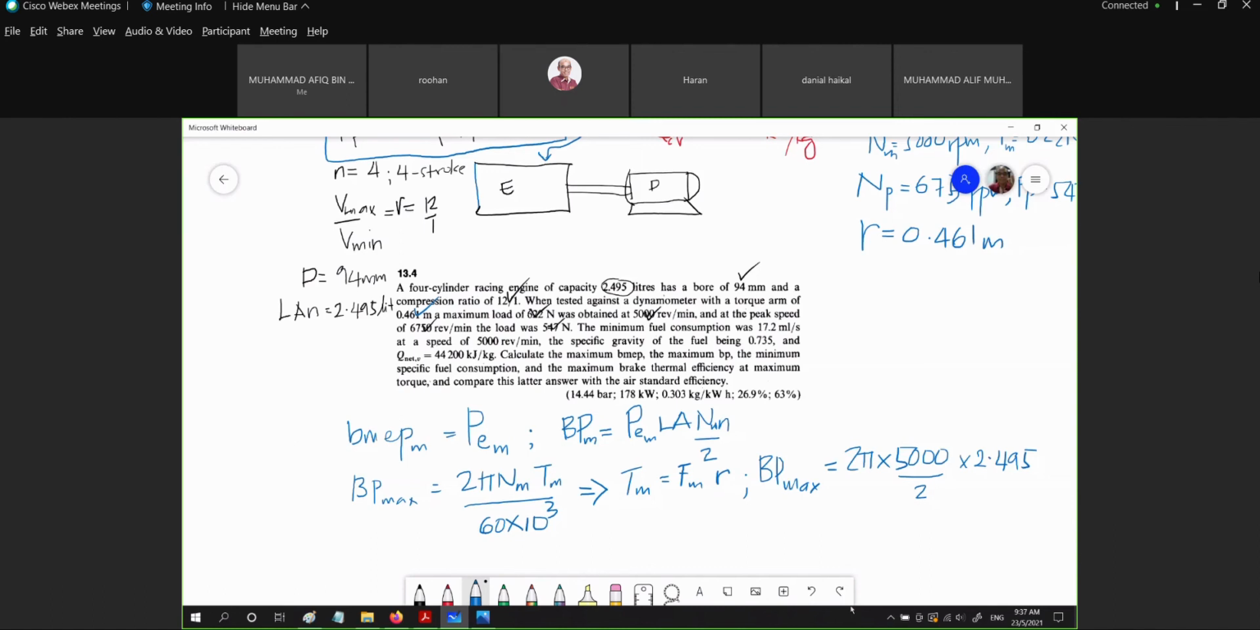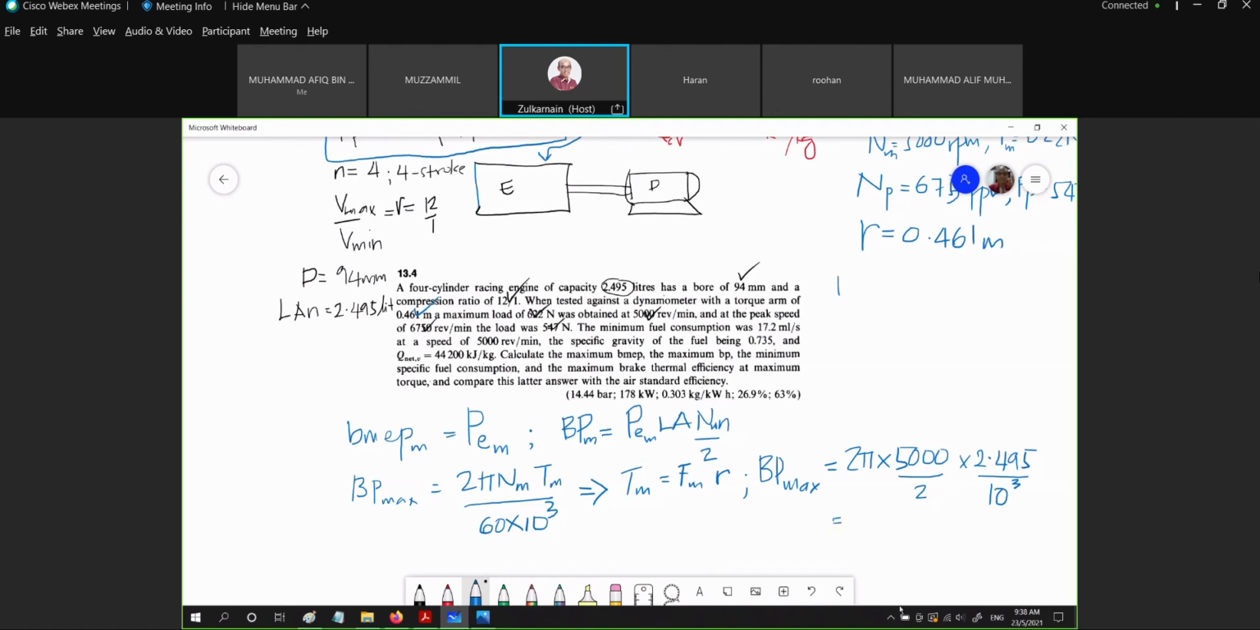Liter convert to meter cube. What do we do? Bagi 1000, divided by 1000. Okay, so ingat this LAN. Ini kita punya total number of V, which is 2.495. Yang ni kita divided by 2. This is N divided by 2 because 4 stroke. So kita convertkan liter to meter cube. So we are going to have kilowatt.